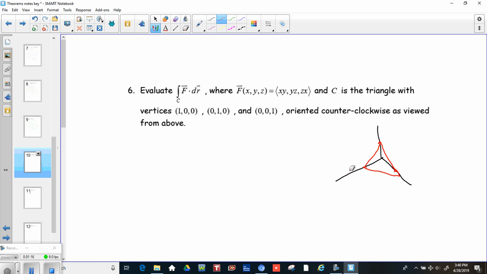So what we can see is, first of all, this is 3D, so no Green's theorem. It is counterclockwise, however, and it is a surface. So the question is, is this conservative?